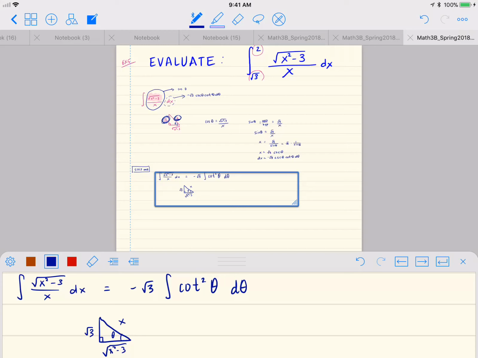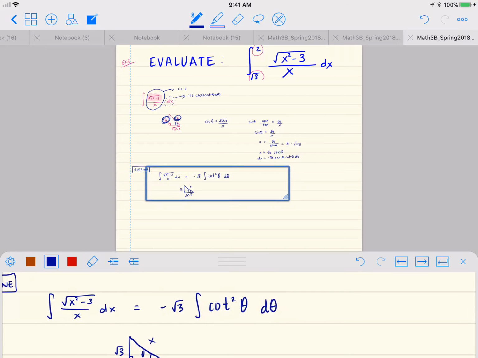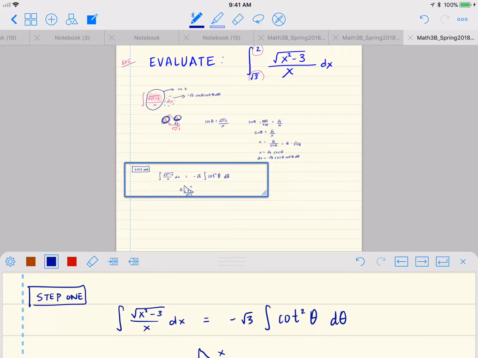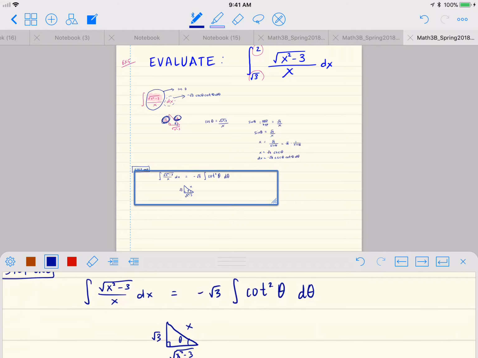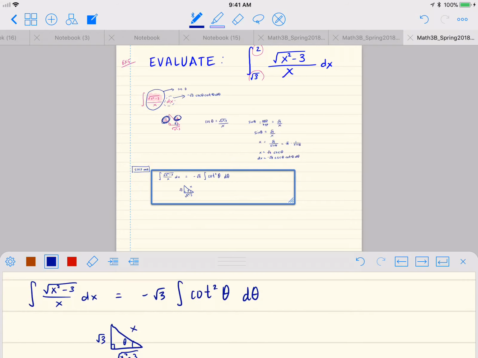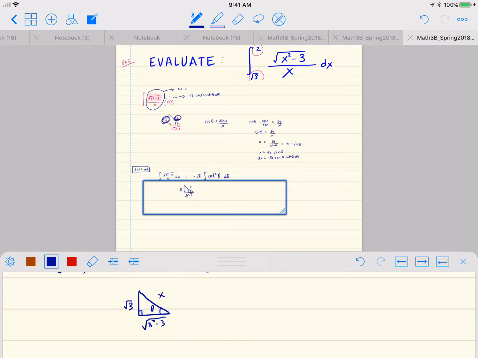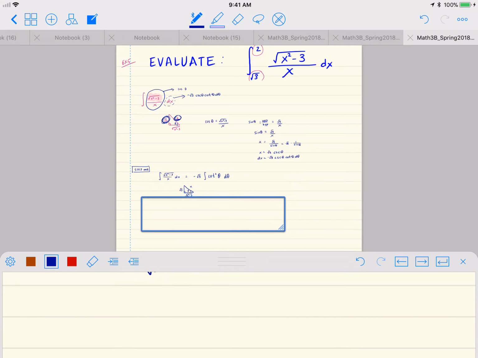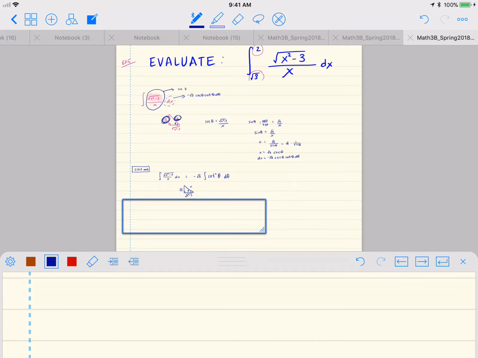1815. Okay, so starting where we left off, we figured out that the result of step 1 was that our integral is equal to negative square root of 3 times the integral of cotangent squared theta d theta. And this is the triangle that we used. Okay, so now for step 2, we need to evaluate our trig integral.